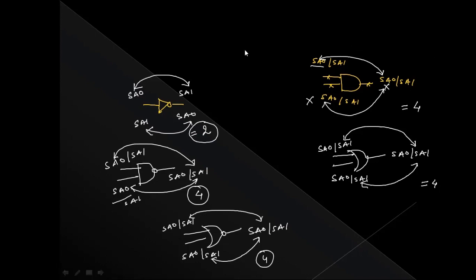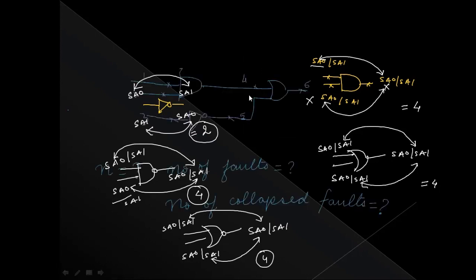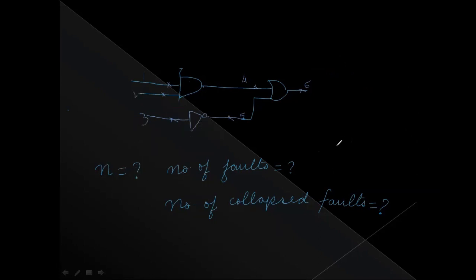Now with this, we move to the circuit which we have to analyze. I actually have to remove this. Consider this circuit. In this circuit, you have to find out the number of nodes, the number of faults, and how many are the collapsed faults. You can try it at your end before we discuss.